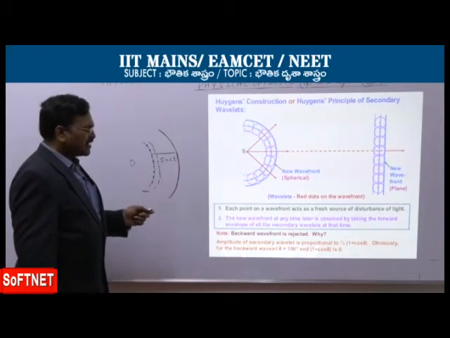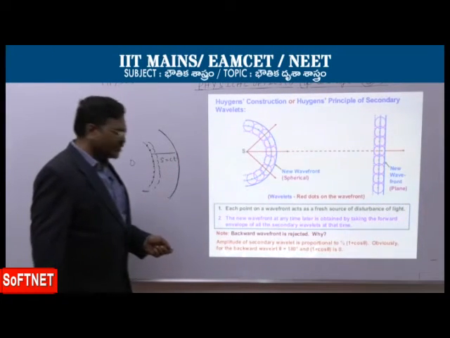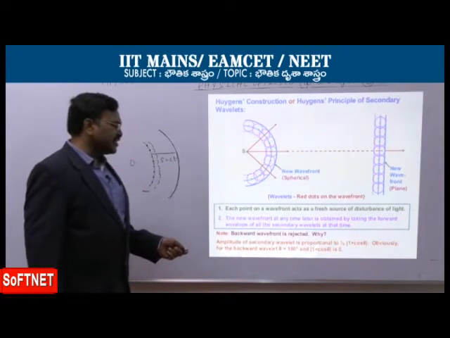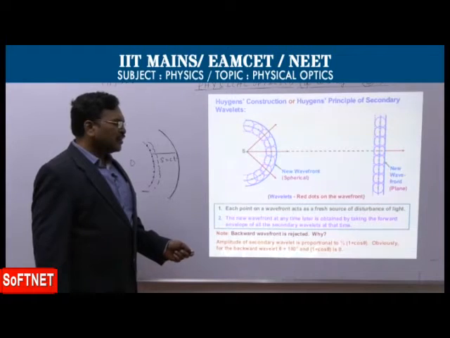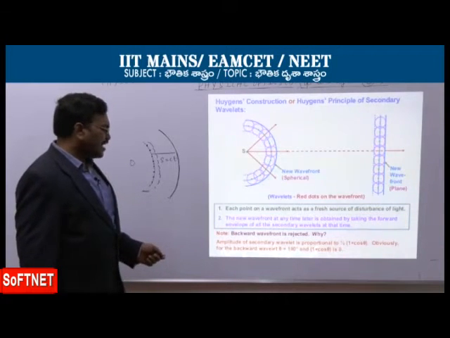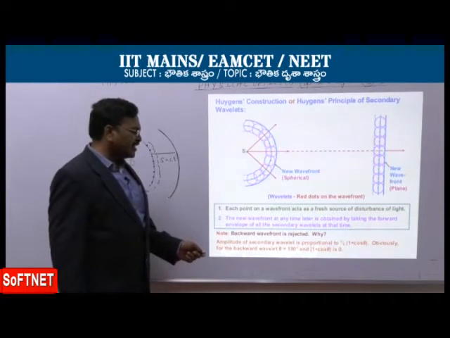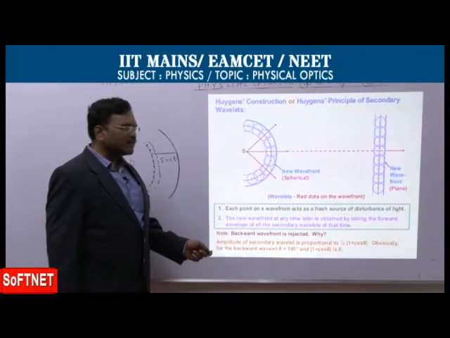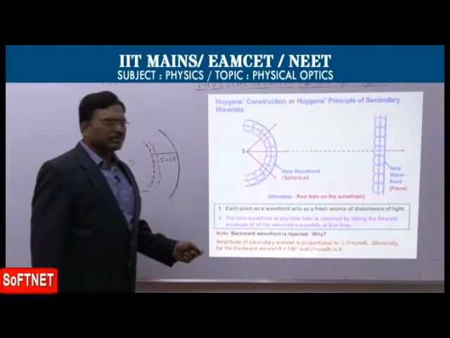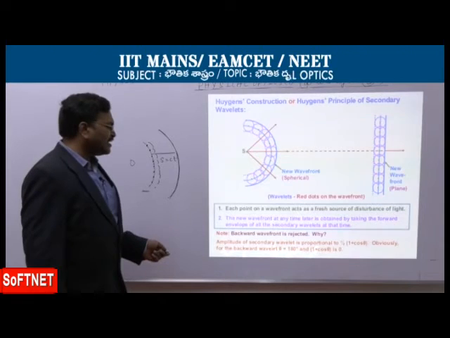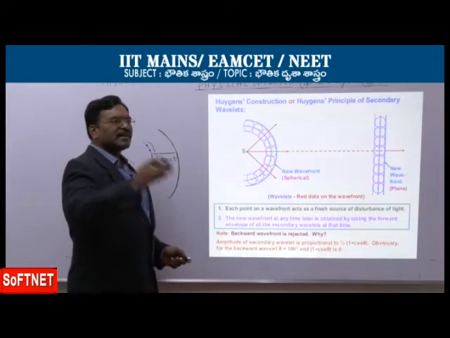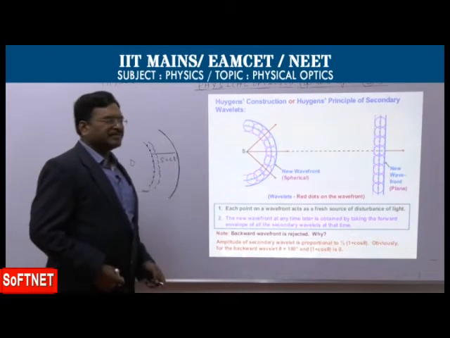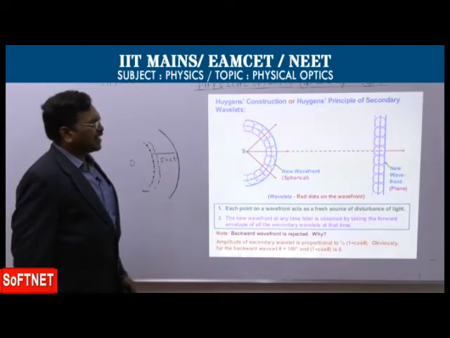Here we have one question. The backward wavefront is rejected. Why? What is the reason? The amplitude of secondary wavelets is proportional to what? 1 by 2 into (1 plus cos theta). Obviously, for the backward wavelet, theta is 180 degrees. Cos 180 is how much? Minus 1. 1 minus 1 is how much? 0. That's why the backward wavefront is rejected. So we always get wavefronts in the forward direction.